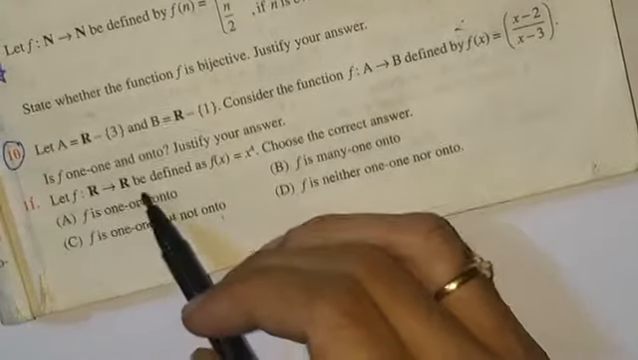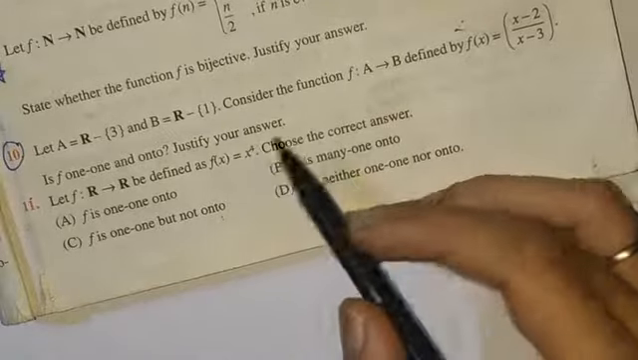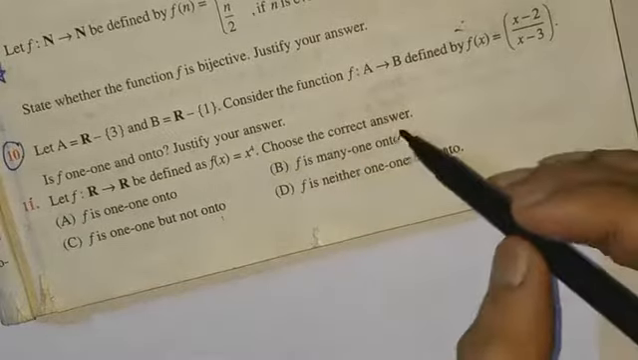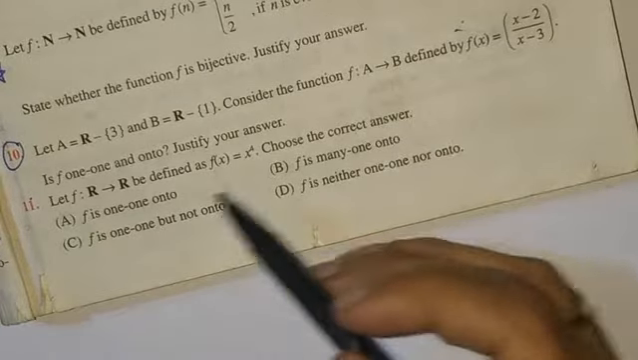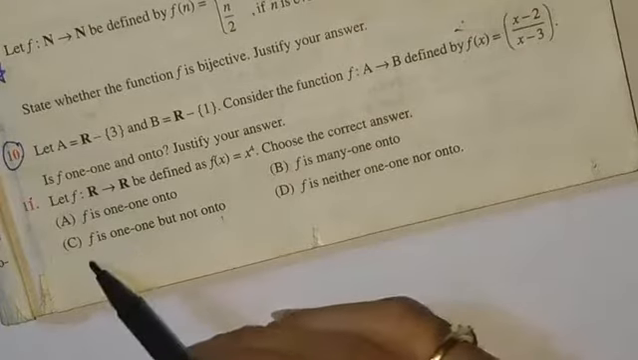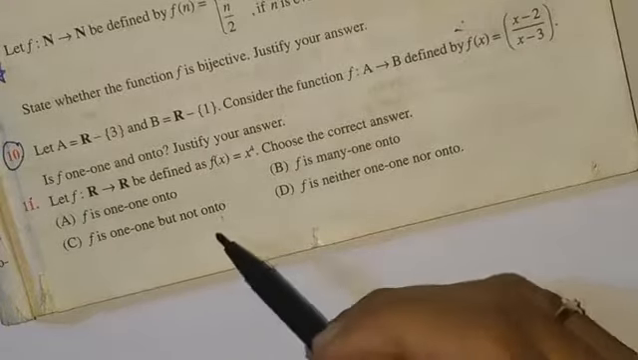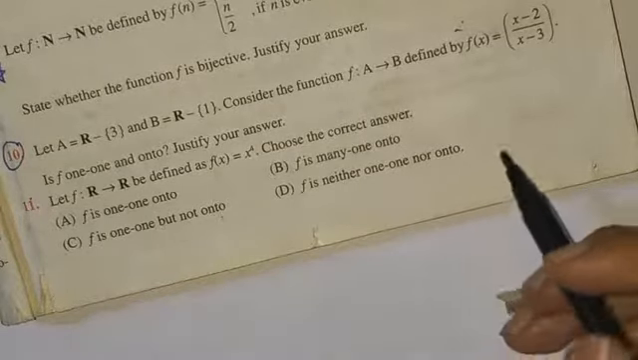Let f from R to R be defined as f(x) = x^4. Choose the correct answer. First option is A, f is 1-1 onto, B is f is many-1 onto, C is f is 1-1 but not onto, and D is f is neither 1-1 nor onto.